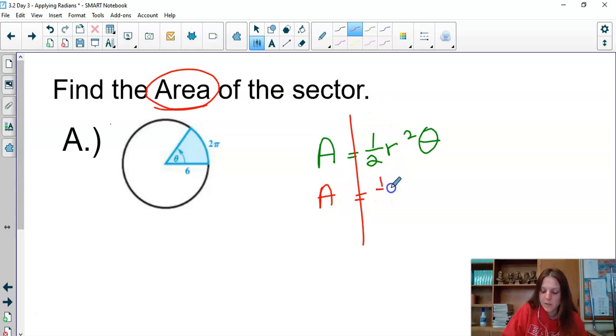1/2 is given. We could just bring that down. The radius of this circle is 6. You've got to square the radius. And then you also need the theta. Now this is where I'm going to have a little issue in this example, because I am only allowed to have one unknown piece of information.